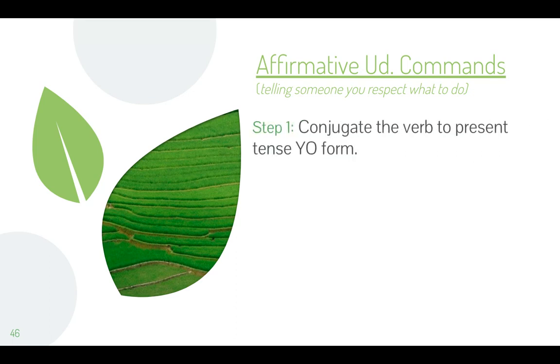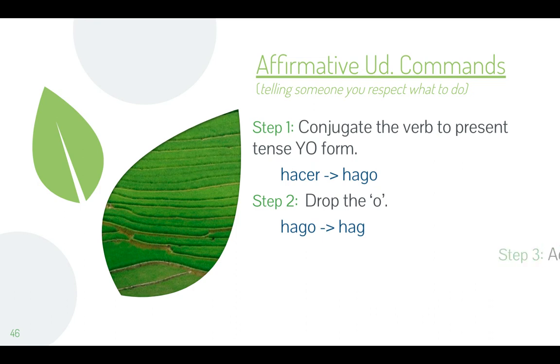Step 1, conjugate the verb to the present tense yo form. Hacer would change to hago. Step 2, drop the o. Hago would change to ag. Step 3, add the opposite vowel.